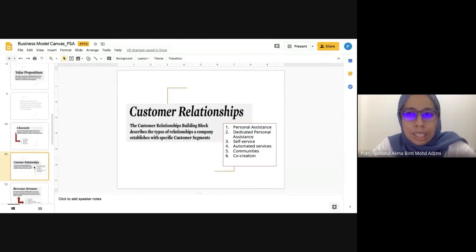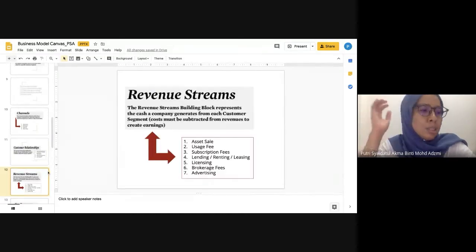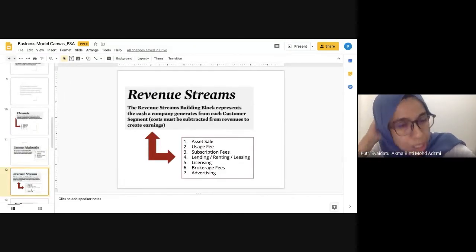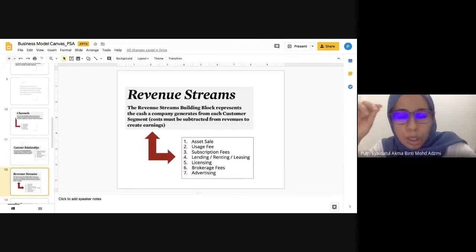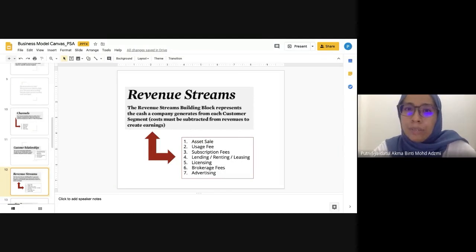Let's look at revenue streams. I see a lot of people struggle with this. I hope by the end of today, you will be able to list down how you will get your revenue, because that's the key of having a venture, of having a startup. You must be sustainable. You must be able to gain profit for you to be able to keep on going, year in, year out.